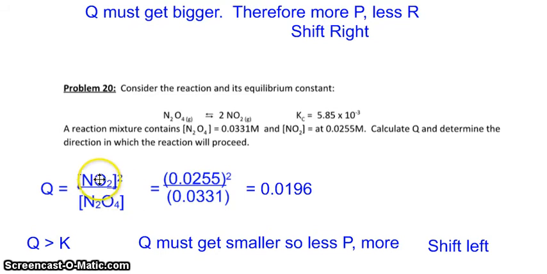So how do we get it smaller? We have to decrease our numerator and increase our denominator. I guess I forgot the word N here. So how is that going to happen? If I want more reactants, it's going to shift to the left.